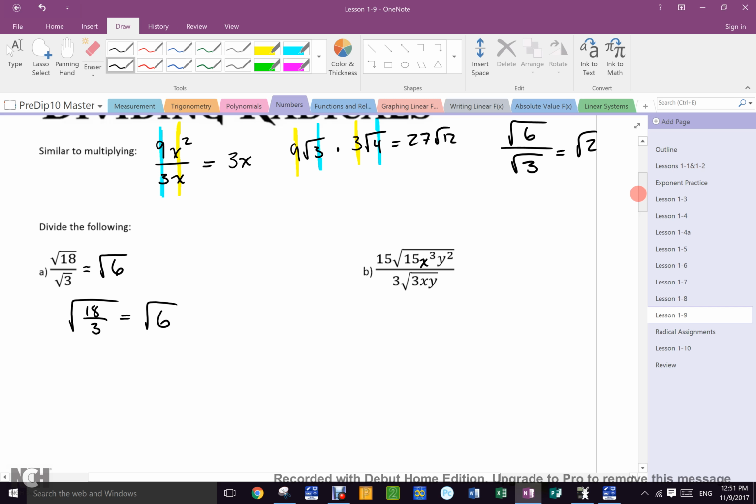The space hasn't exploded. It looks scary, but it's not. Because that we know about right there. 15 and 3 we know about from right there. X and Y we know about from right there. So what is the answer? Logically. You haven't been shown it. Use your brain. 5 root 5 x squared y.